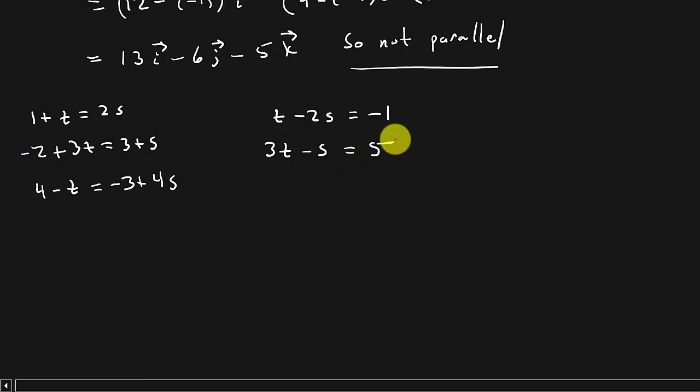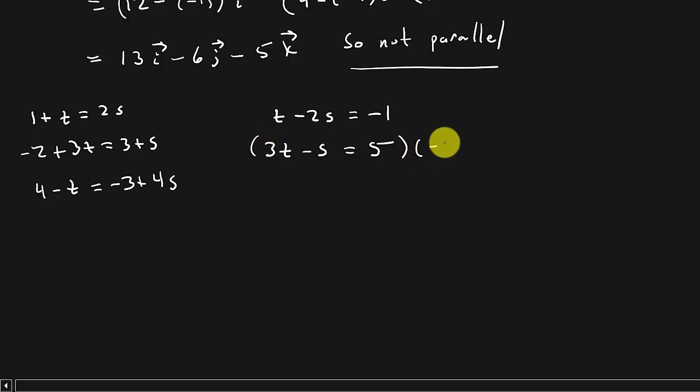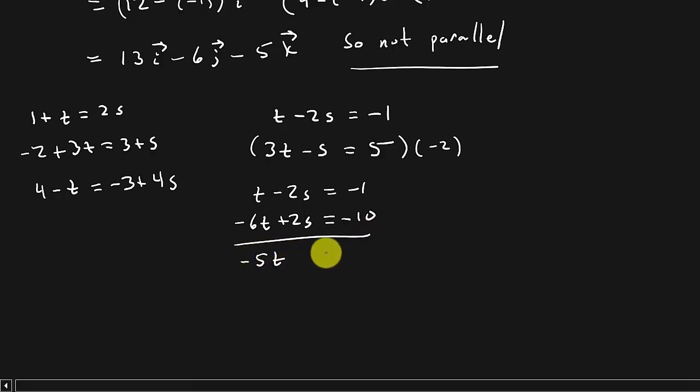And so now let's solve these using the elimination method. Let's multiply this by negative 2. So that's going to be t minus 2s equals negative 1, and negative 6t plus 2s equals negative 10, and add those. That's going to give me negative 5t equals negative 11. So I get t equals 11 over 5. All right, so that's t.